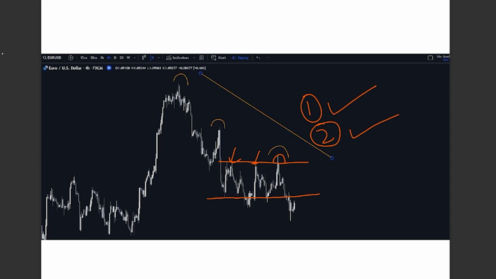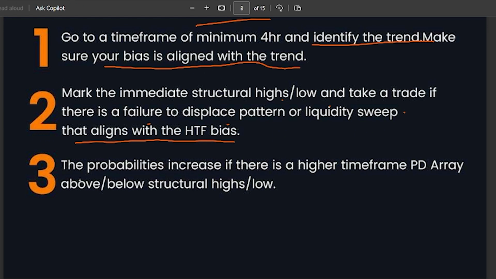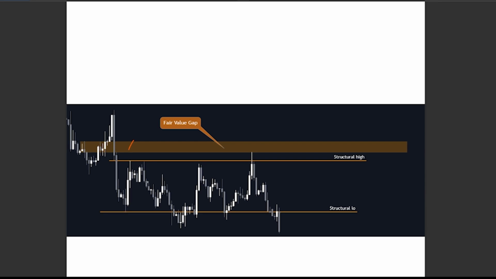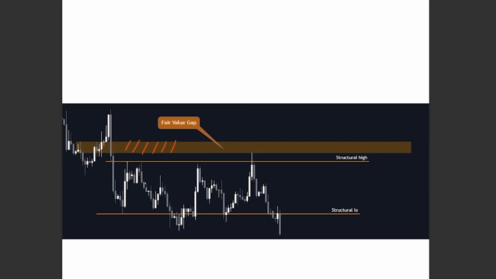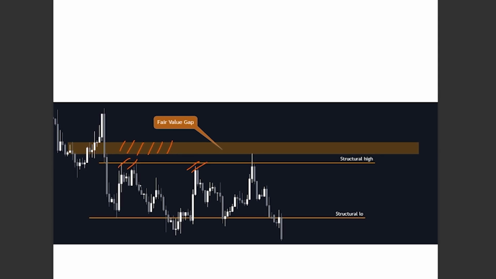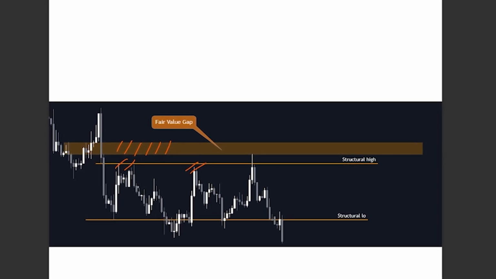Now let's see what the third condition is. The probabilities of the trade increase if there is a higher time frame PD array above or below structural highs and lows. So let's see this as well. So here you can see on the chart we had a fair value gap on the 4 hour. Here you can see this is the fair value gap. Price came and not only took this structural highs but also tagged this fair value gap.